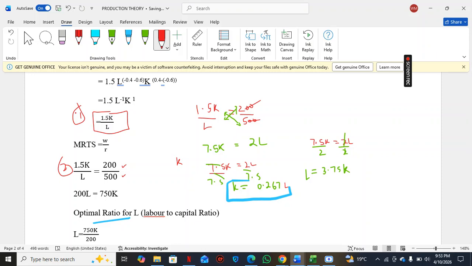Okay, so when you equate these two, MRTS equals W over R, the next thing you need to do is make K the subject of the formula and L the subject of the formula. Those are your optimal ratios. And they'll tell you for how many units of labor you bring in, how many units of capital are being used or can be traded off, and also for every unit of capital that you bring in, how many workers use it or can be traded off with it. Any questions?